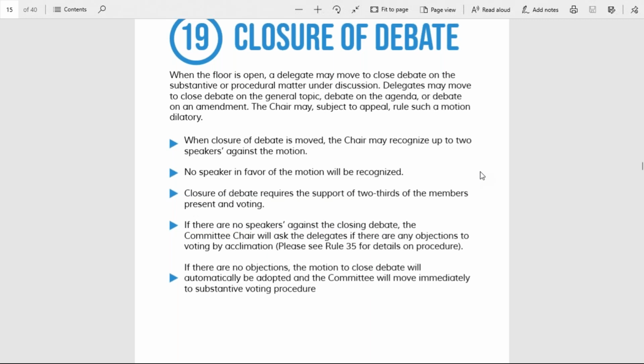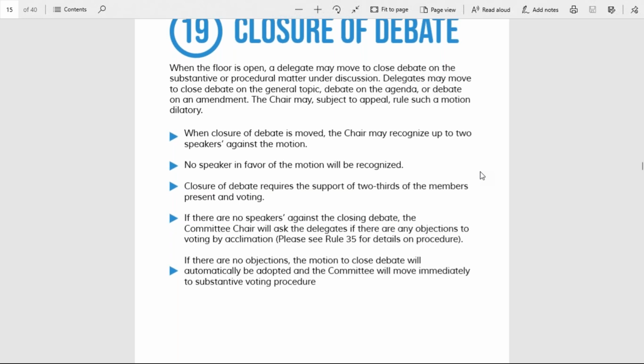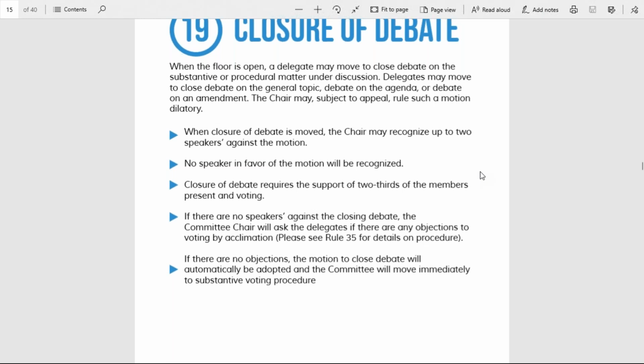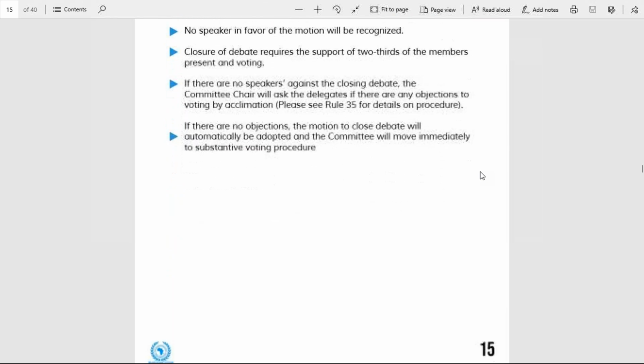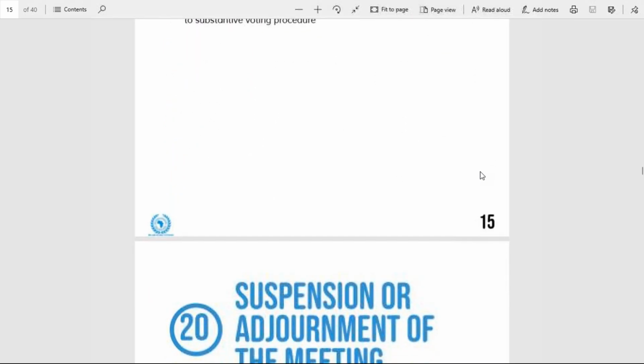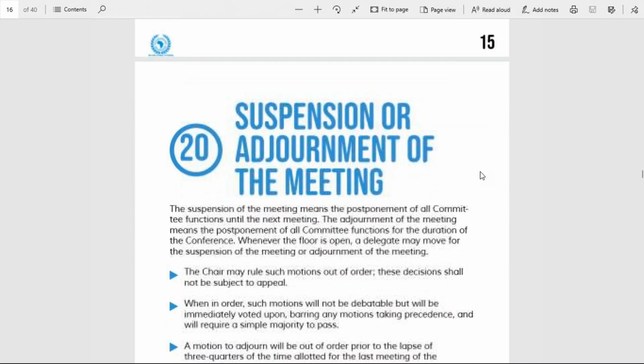Now, if there are no objections, the motion to close debate will automatically be adopted, and the committee will move immediately to substantive voting procedures. And whatever the outcome is will actually hold the committee there.